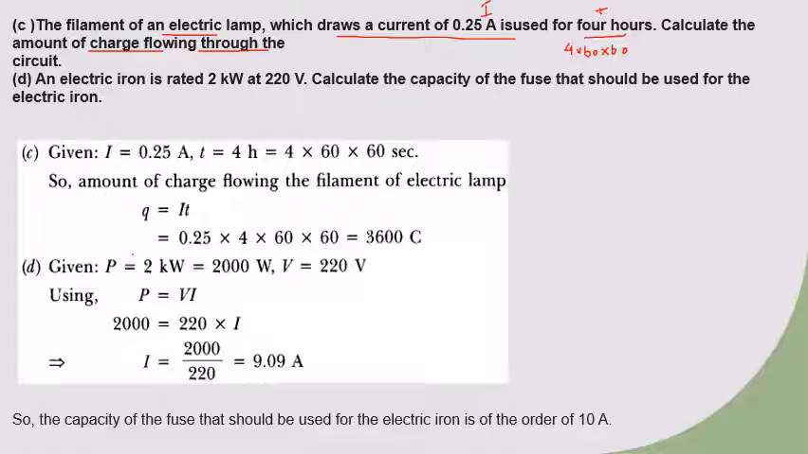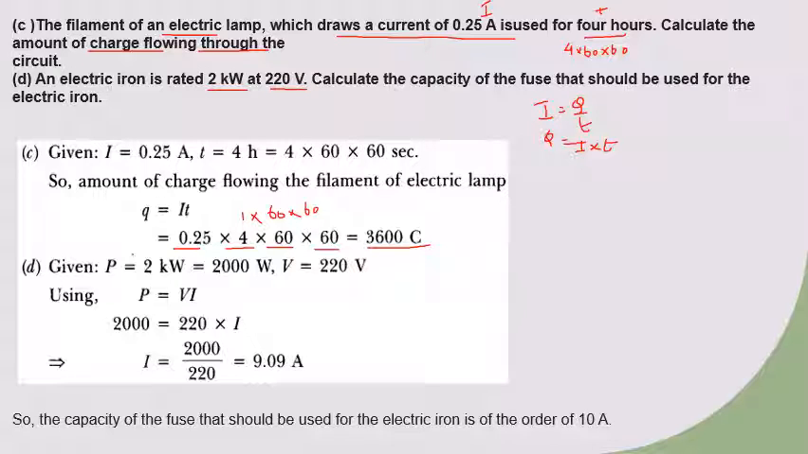We know from the formula I is equal to Q upon T, so charge is equal to I into T, right? So the current over here is 0.25 into 4 into 60 into 60. So we get 3600 coulomb, because 0.25 into 4 is nothing but 1, into 60 into 60, that is 3600 coulomb.